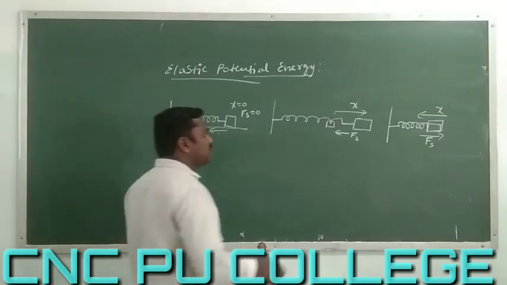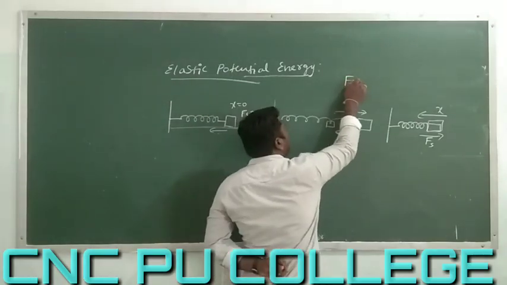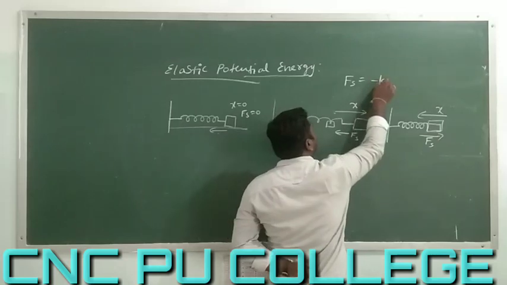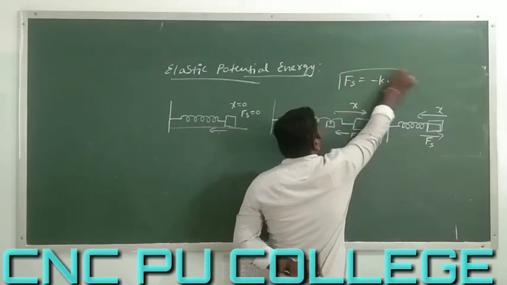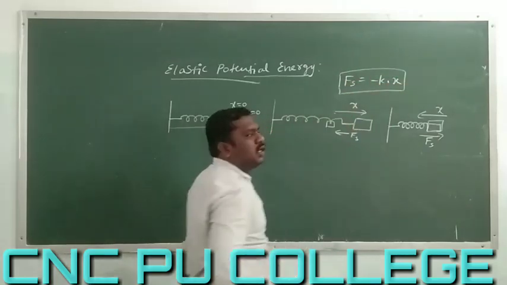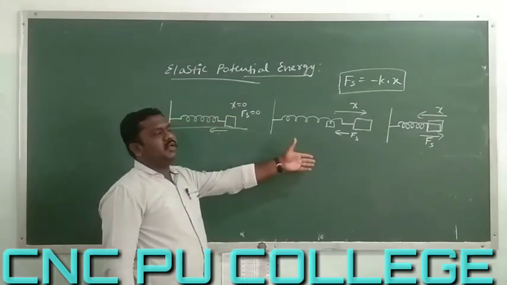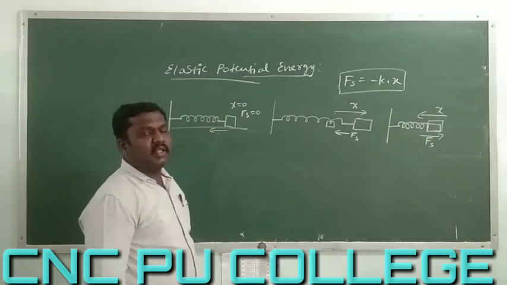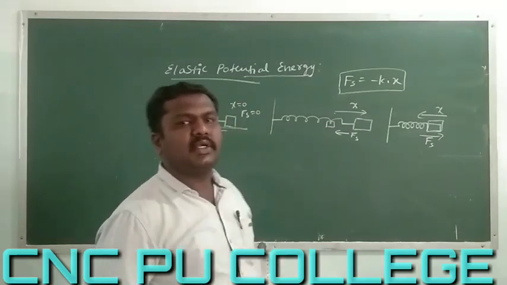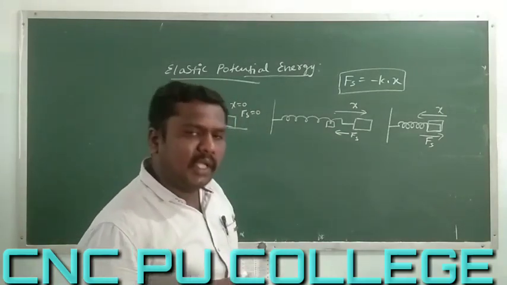So what is that of the spring? We got the relation, that is Fs is equal to minus k into x. Let us find the amount of work done for stretching or compression of the spring. That amount of work done will be stored as elastic potential energy.